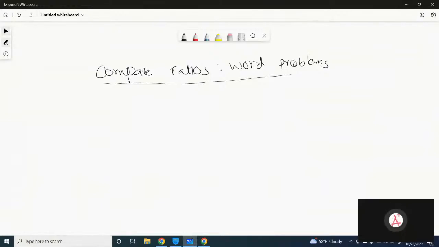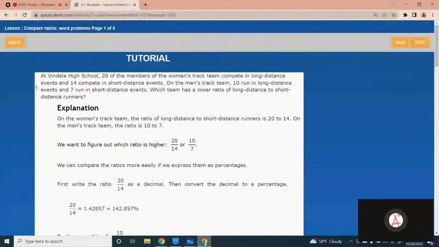So let's start with an example. Okay, just listen to me carefully. At Avondale High School, 20 of the members of the women's track team compete in long distance events and 14 compete in short distance. On the men's track team, 10 run in long distance events and 7 run in short distance events. Which team has a lower ratio of long distance to short distance?